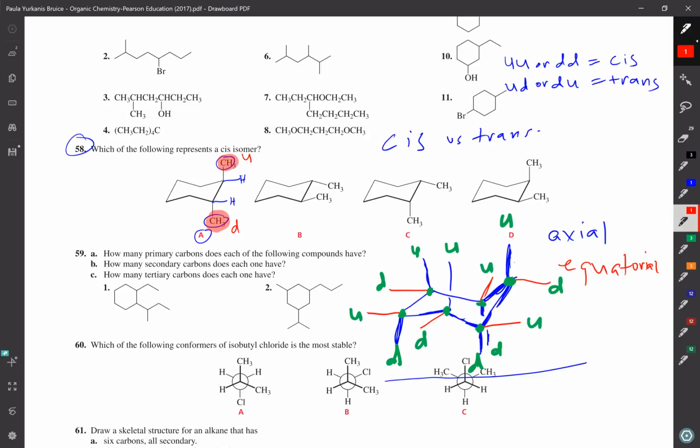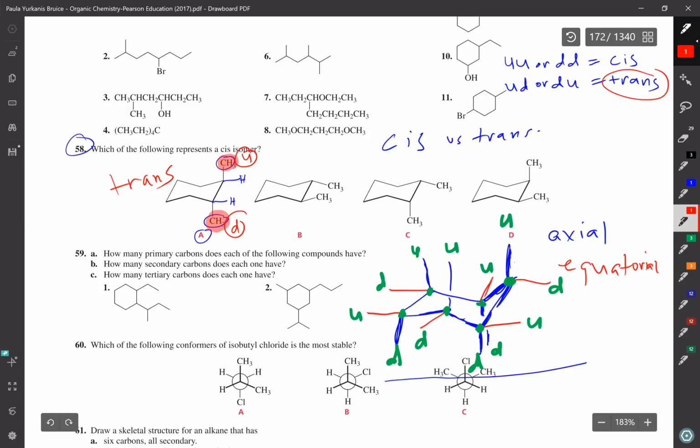Does that make sense? So this is an up-down situation. An up-down situation is a trans. Does that make sense? An up-down situation is a trans. So let's go to structure B. In structure B, I will have a bond here and I will have a bond here. This will have a hydrogen, this will have a hydrogen. So in structure B, this is down and this is up. So in this case, I also have a trans.